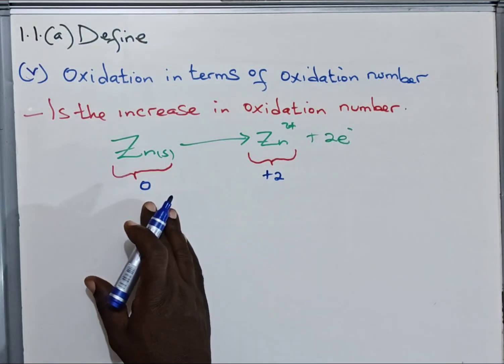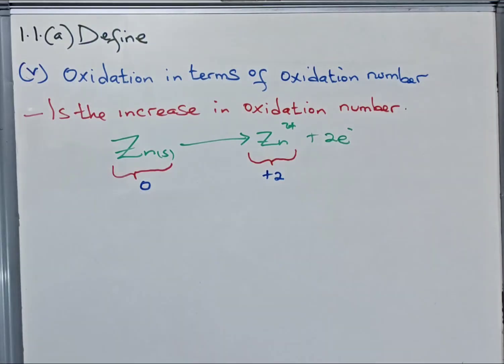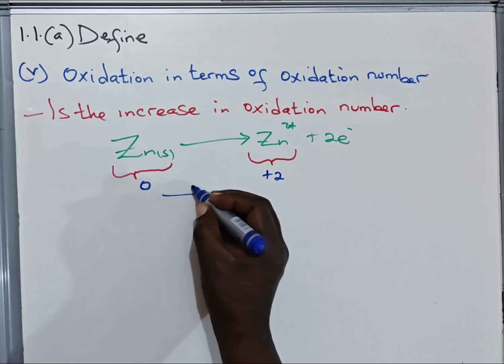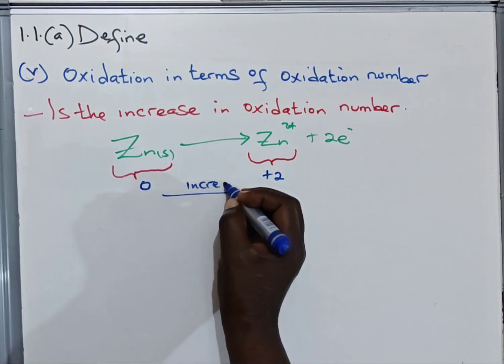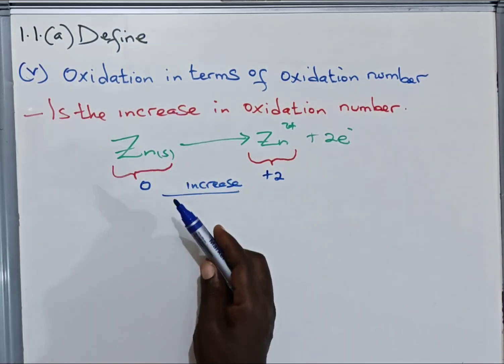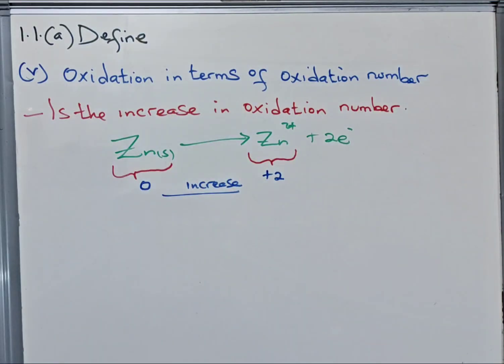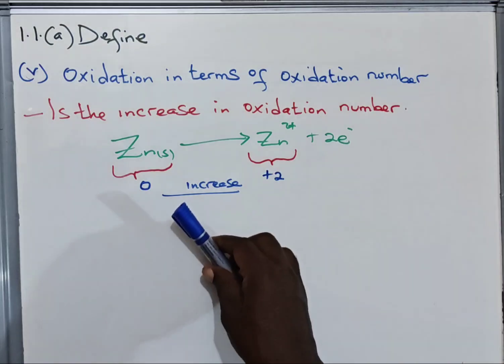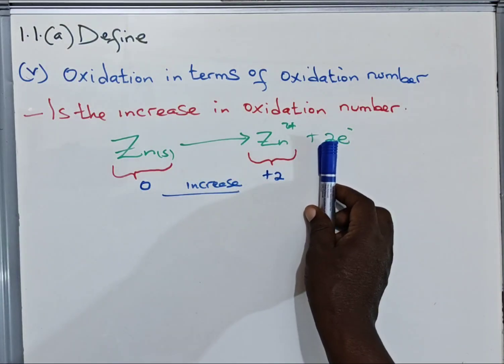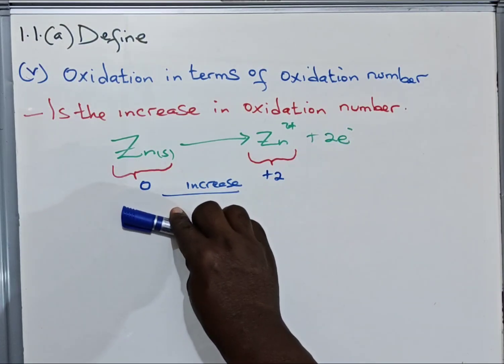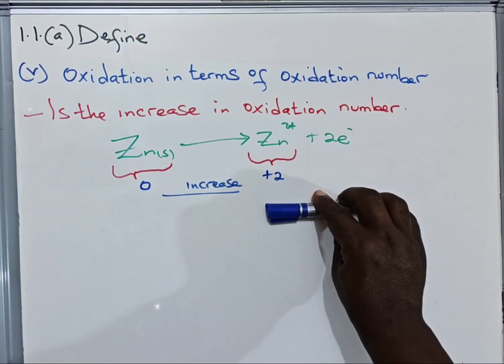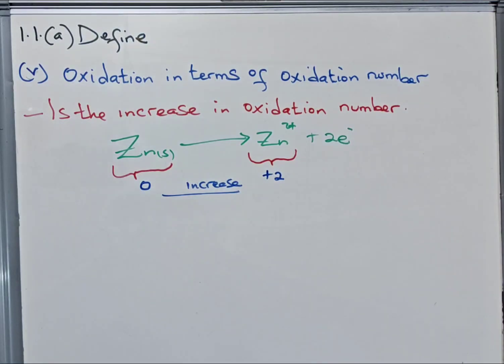So when you look from 0 to +2, what is it? It is an increase. And that's what we refer to in our definition. So oxidation, in terms of oxidation number, is the increase in oxidation number. It was 0, then it attained +2. So when you go to the Cartesian plane, from 0 to +2 is an increase.